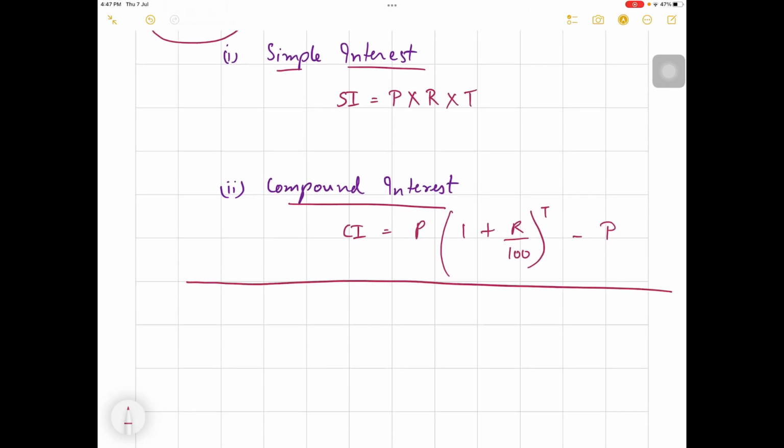Suppose I borrowed 10,000 from you and I am supposed to return it after 3 years. If I return only 10,000 after 3 years, it won't be fair, because you have lost the opportunity of earning some other money, right? If instead of giving 10,000 to me, you would have invested 10,000 somewhere, you would have earned some income out of it. So this 10,000 is the principal.